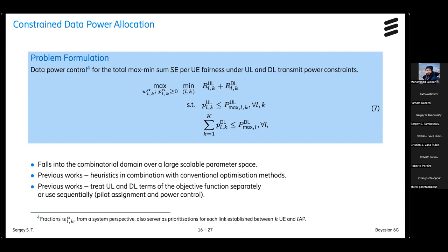When we speak about cell-free MIMO, we already speak about very large numbers of access points and users, hundreds, 50s, hundreds, or even more. So of course, problems like that can be solved analytically.